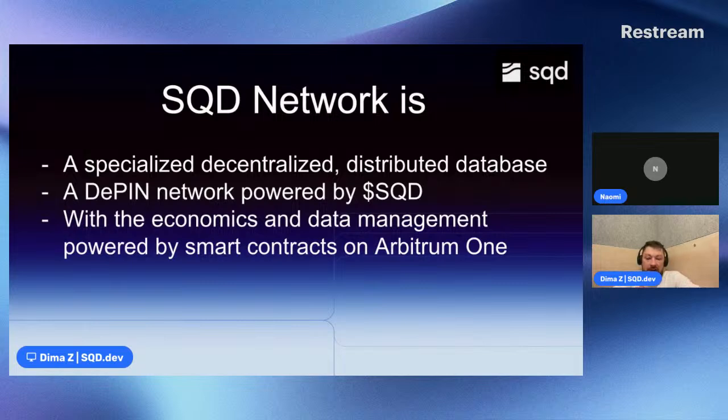And on the economic side, it's a DePIN network, which is powered by the SQD token, meaning that it's thousands of machines running off-chain with the settlement layer on smart contracts in Arbitrum One. So once again, SQD network is not a blockchain. It's essentially a DePIN-powered distributed database, which is permissionless and which is powered by the SQD token on Arbitrum One.